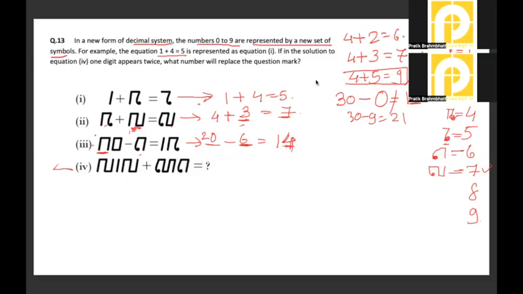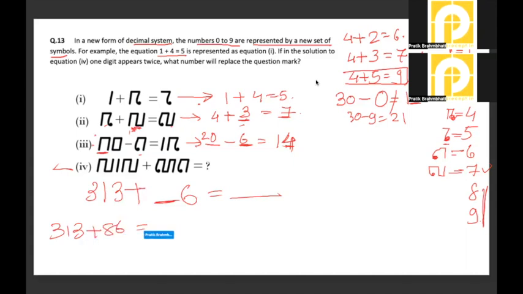In the next part, what we don't know is 8 or 9. 8 or 9 is something which is not known. But what we have here is this is 3, this is 1, this is 3 plus something, and 6 is equal to the final equation. So we are going to try both the additions. 313 plus 86 is equal to what? 313 when you add 86 equals 399, and 313 plus 96 will be equal to 409. It can be an either or situation now.